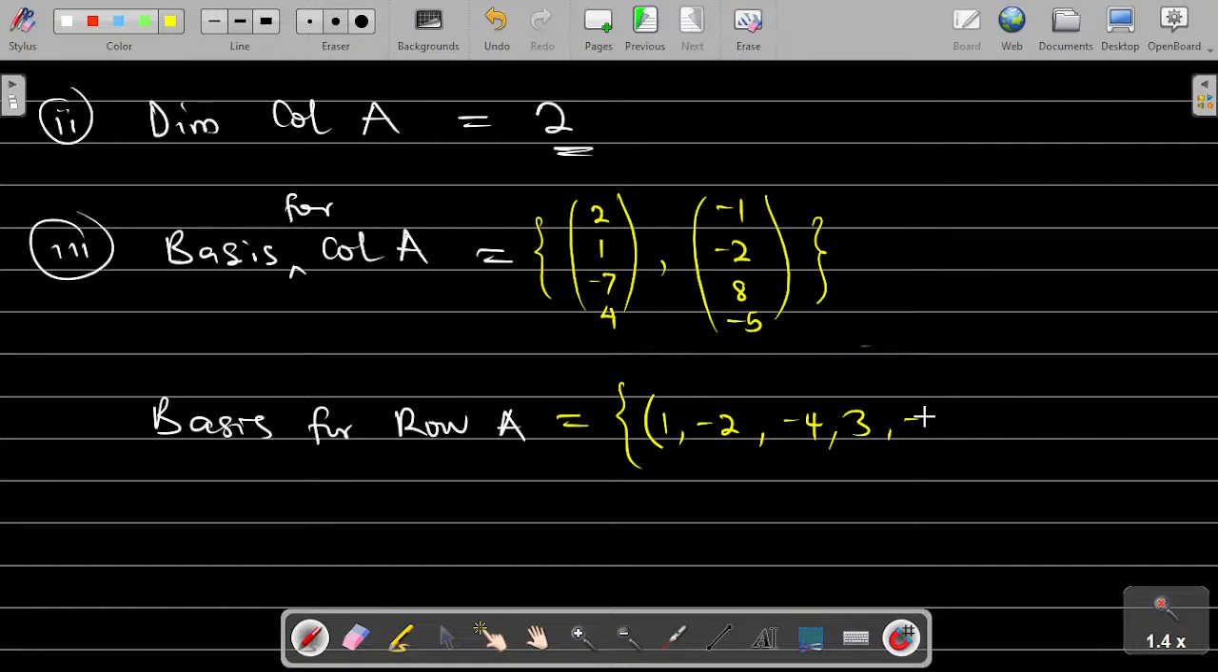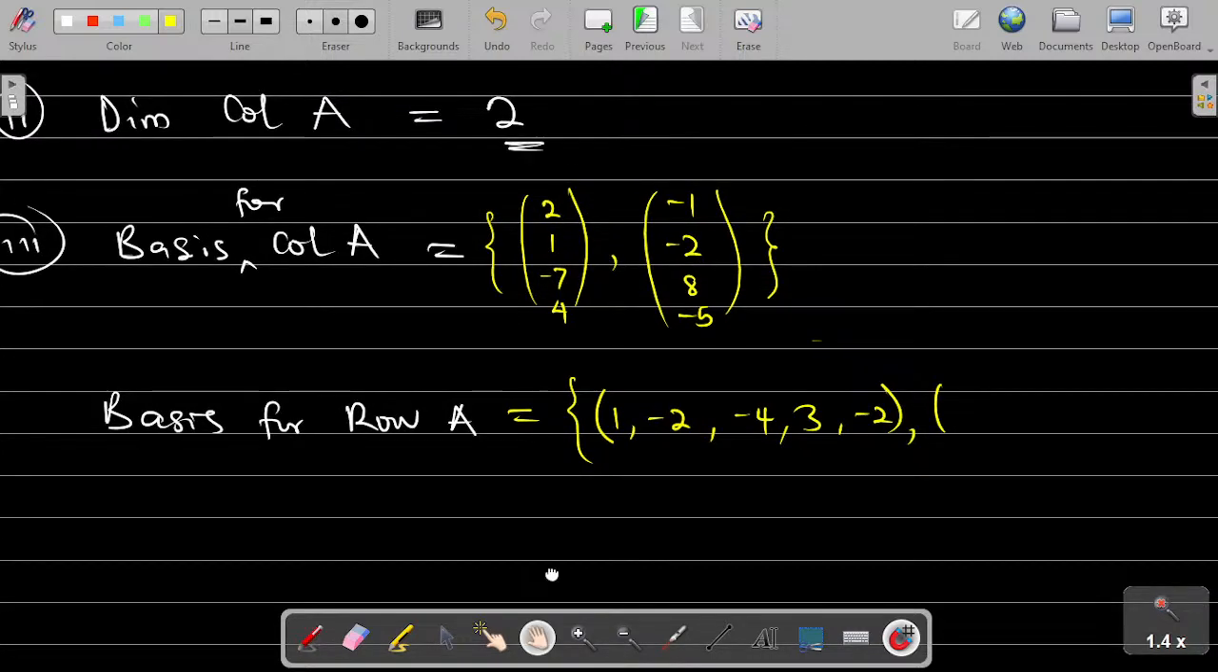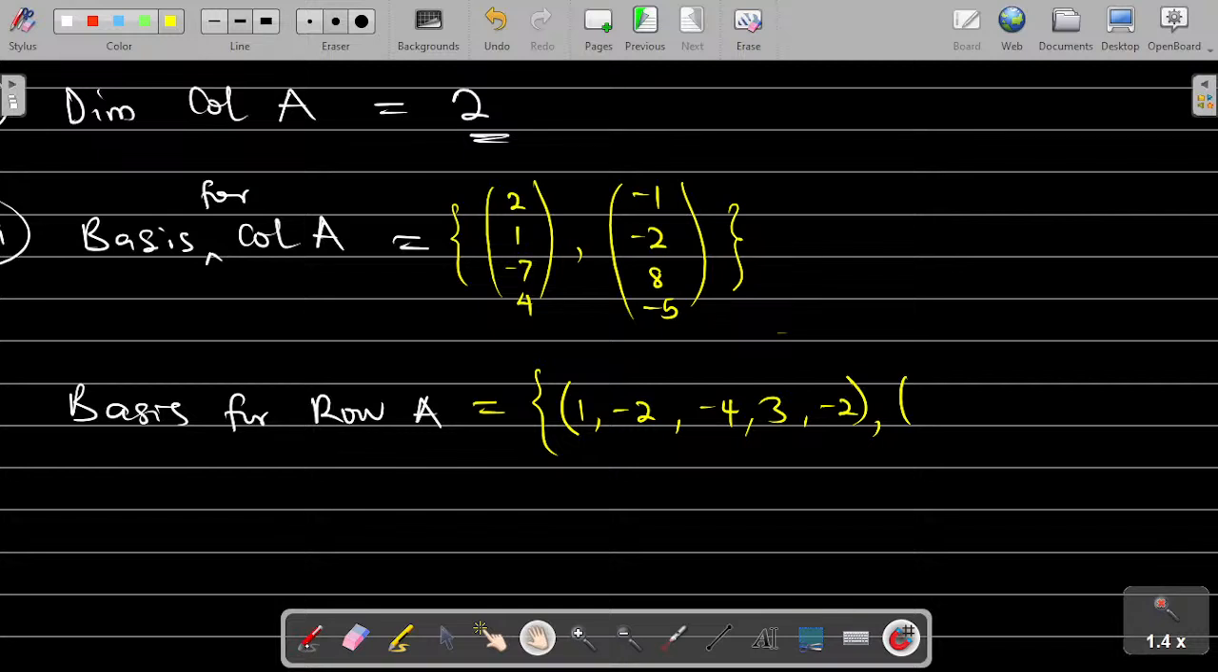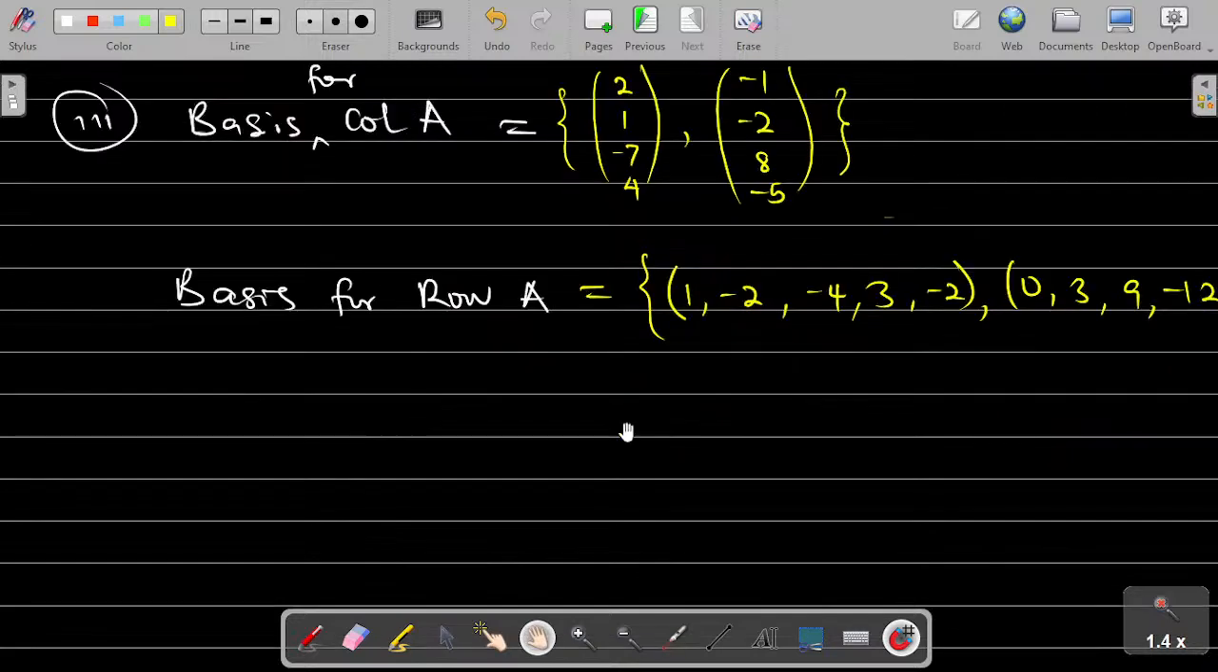Okay, and then the second entry there, which is the second row, is equal to 0, 3, 9, I think minus 12. Yeah, minus 12. Okay, and then you close. Here you can clearly see that both of them have the same dimension. All right, but that's not what you are asked.